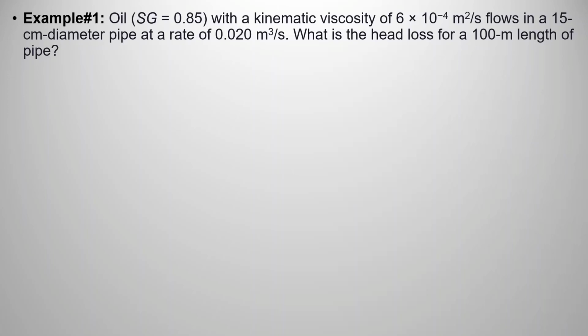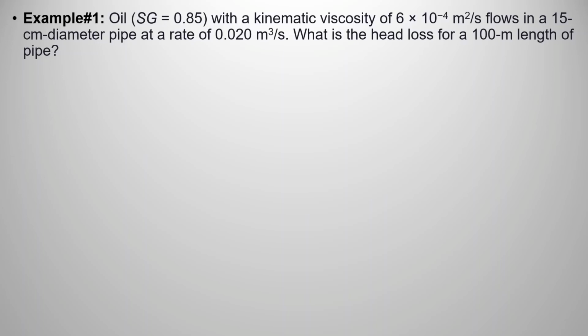We have oil with specific gravity of 0.85 with a kinematic viscosity, or nu, of 6 times 10 to the power negative 4 meters squared divided by second. That flows in a 15 centimeter diameter pipe at a rate of 0.020 cubic meters per second. What is the head loss for a 100 meter length of pipe?